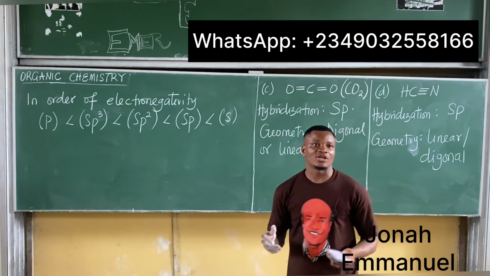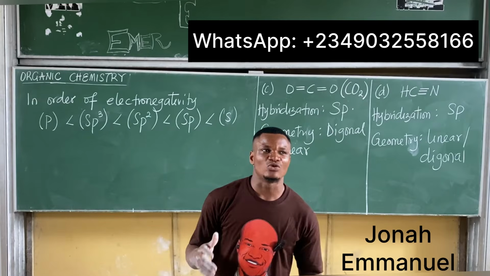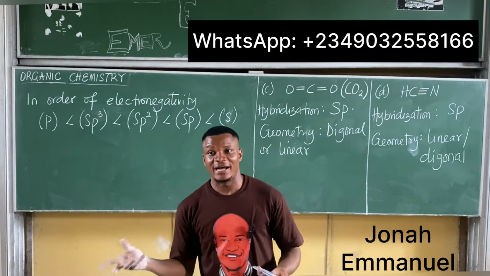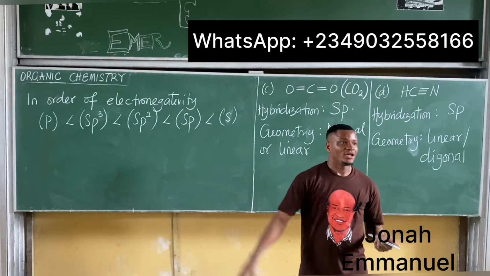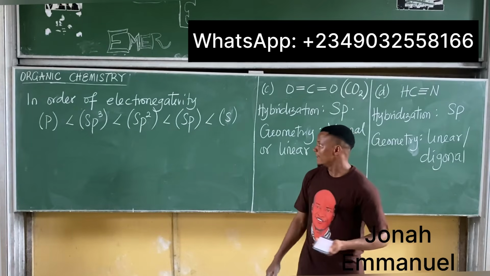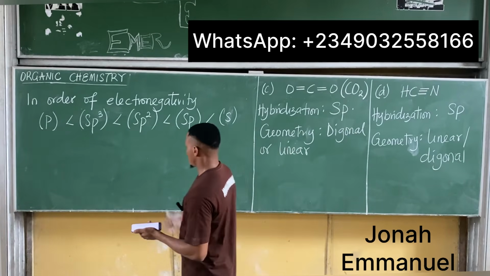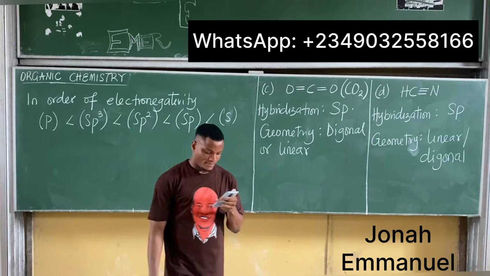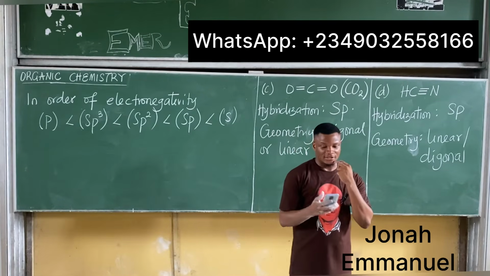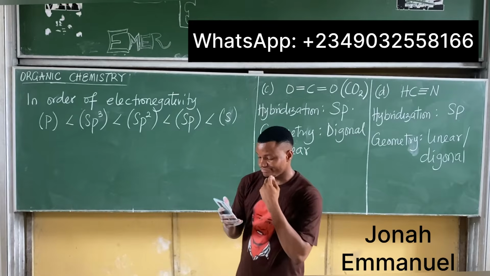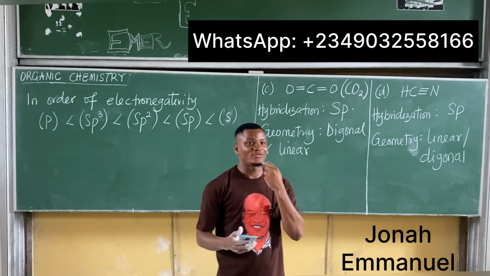So I'm trying to say this in your year one. Don't bother about trying to know what exactly S and P are. Just know this thing. This is how they always ask this. They say arrange the following in order of electronegativity. So we're having this, maybe increasing electronegativity. You have this. All right, so that's the new thing there.